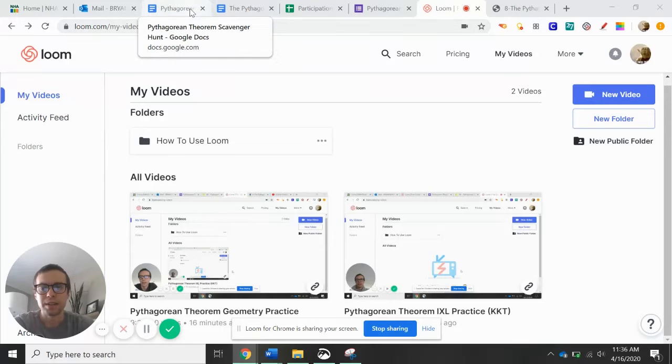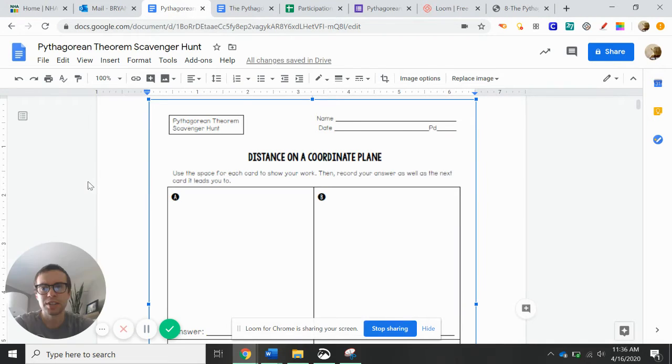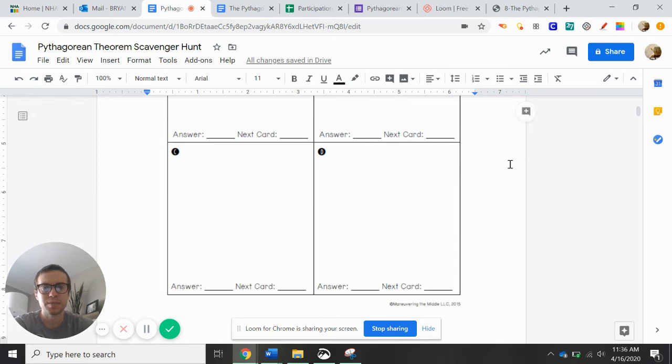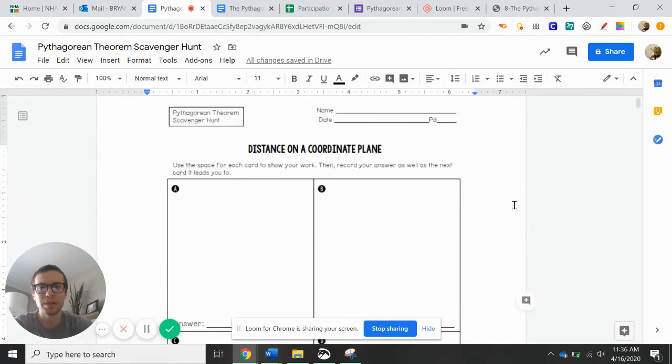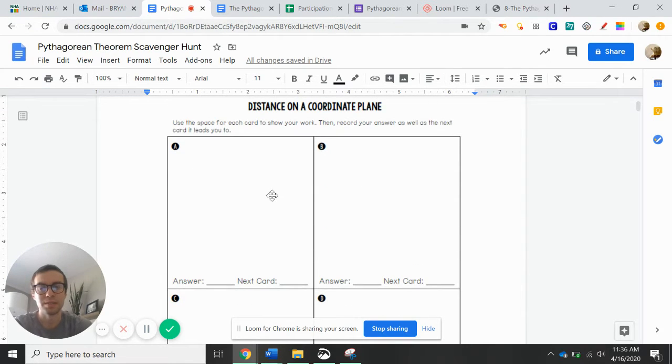All right, you guys. So we're going to be looking at this Pythagorean theorem scavenger hunt right here. I will share this with you. What you don't need to worry about are these first two pages; that's what we would have done in class with some partners, and we've been doing a scavenger hunt around the room. But what we do need to think about is that we are going to start on card A.